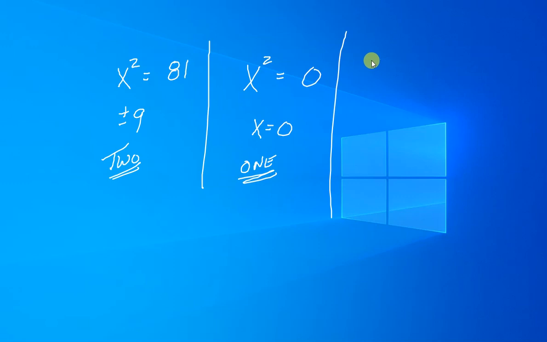And how about this? X squared equals negative 4. What number squared equals negative 4? Well, 2 squared is 4, not negative 4. Right? Negative 2 times negative 2? No. So here's the deal. There's no real solution.